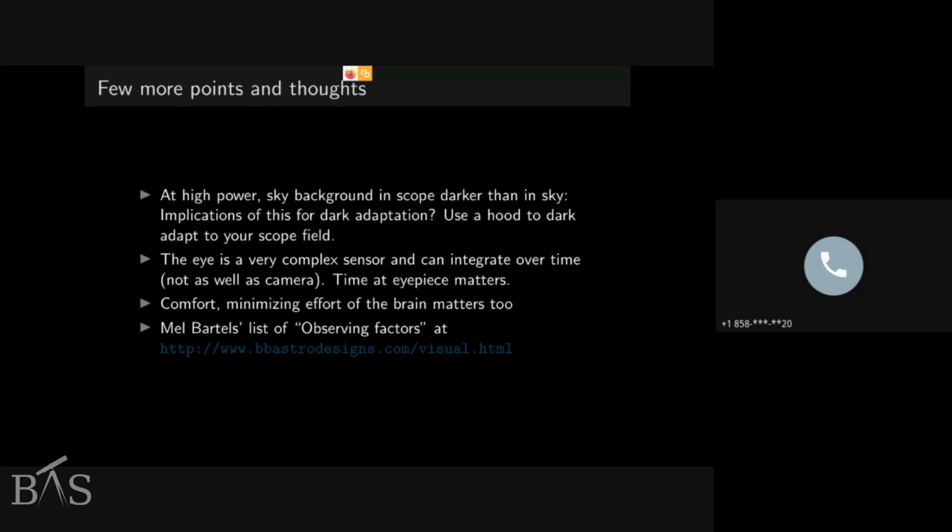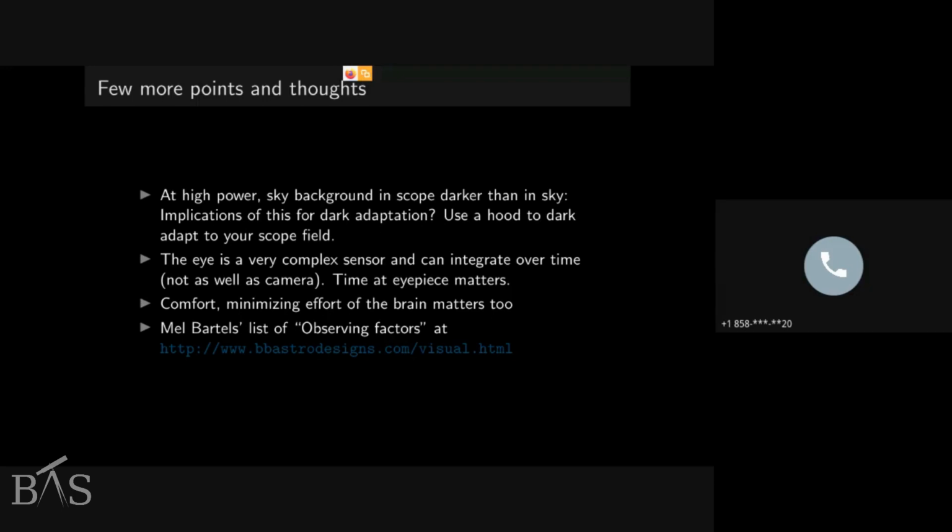When you first go to the eyepiece, if you are at high power, which I recommend, first your eyes will dark adapt to the sky background inside the telescope, and then your eye starts integrating light. So it takes at least a minute or so, in my experience, to start seeing some of these objects. That's why time at the eyepiece matters. Comfort of observing, minimizing effort of the brain, matters also. We will talk about this in much more detail. You have to make sure you have enough water, you're comfortable, you're not sleep deprived, there's enough oxygen.